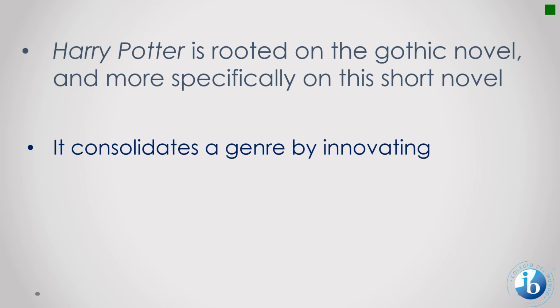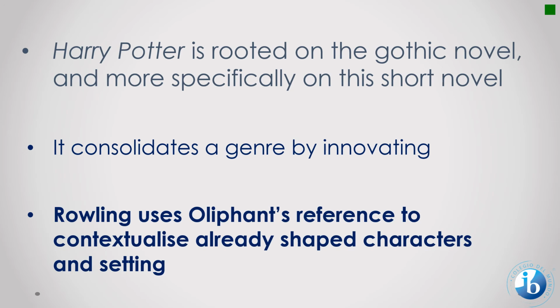It consolidates a genre by innovating, so what I mean is that it takes some characteristics from the 19th century and it adapts them to characters that are based on 21st century people. So, Rowling thus used Oliphant's reference to contextualize already shaped characters. So, the characters, which are the cause of her success, are her idea, but this specific novel plot is being influenced by Oliphant.